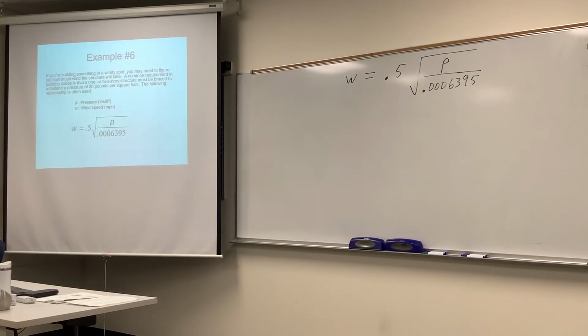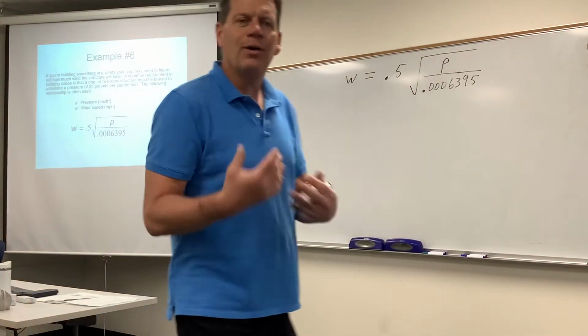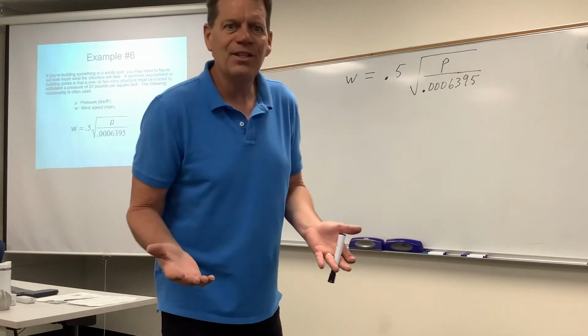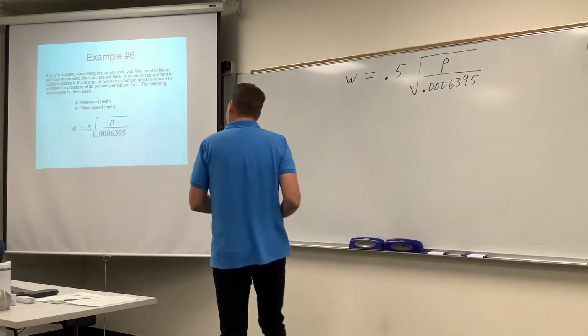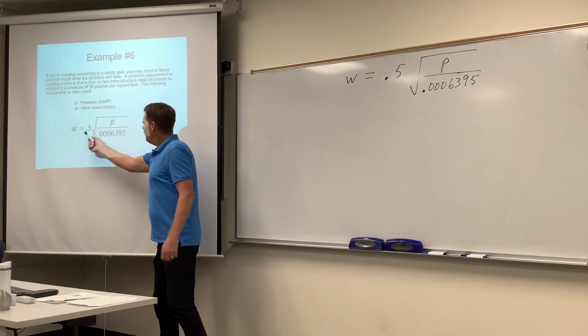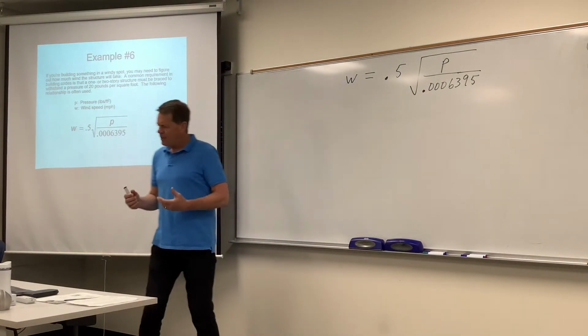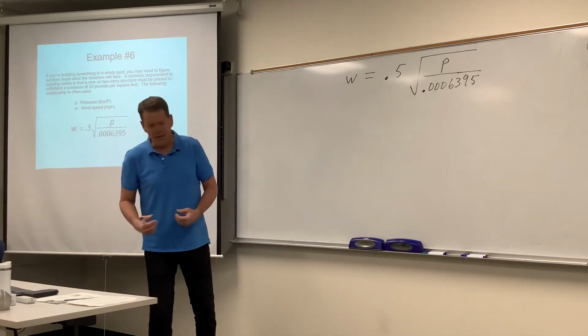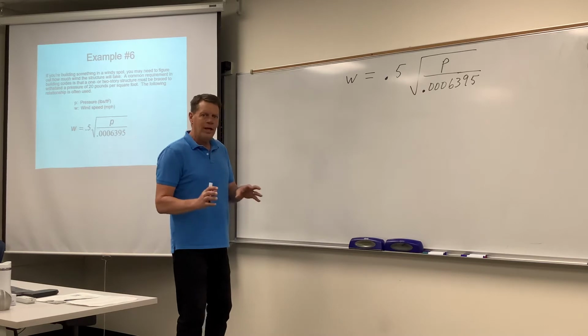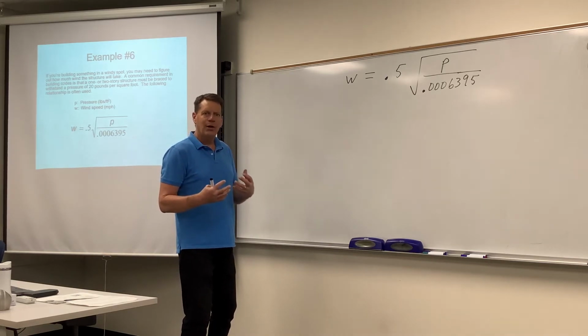Here we go, radical equations, example number 6. You know, in my opinion, it doesn't do any good to learn this unless you can apply it. So we have a couple applications of what we're talking about here. Here's a formula I found, and the idea is that the variable W in this equation is the speed of the wind as it hits the exterior wall of a building.